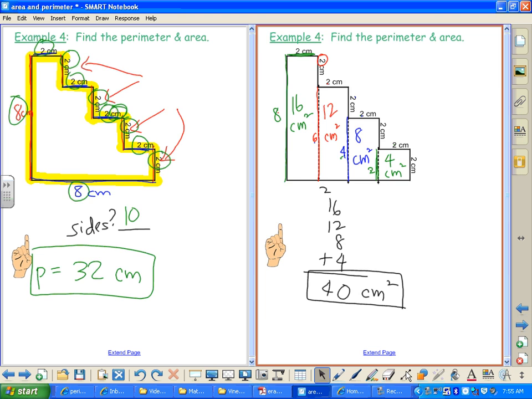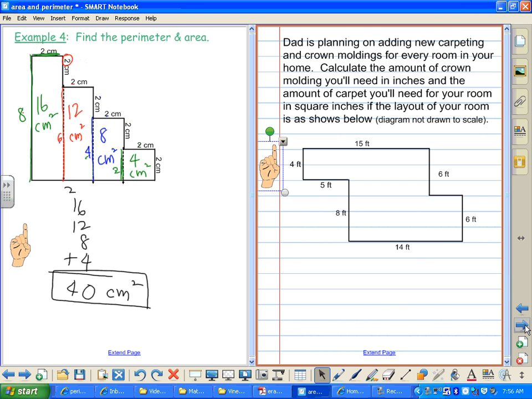Okay? We come across our final problem here. It says here, Dad is planning on adding new carpeting and crown moldings for every room in your home. Calculate the amount of crown molding you'll need in inches and the amount of carpet you'll need for your room in square inches if the layout of your room is as shown below. And note that the diagram is not drawn to scale. Okay? So here's the diagram of your room, what it looks like. Crown molding.